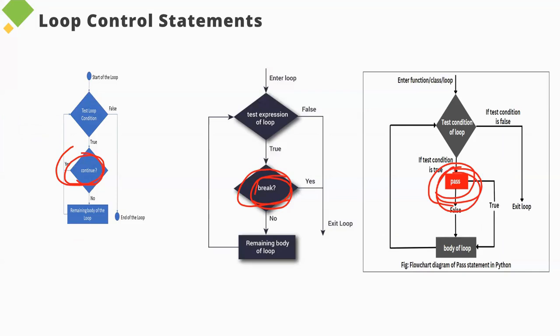We have to write the code whenever we initialize a looping statement or a control statement. So pass is used when you don't have the code to fill in that part and later you're going to fill that. So let's see the working of continue, break, and pass.